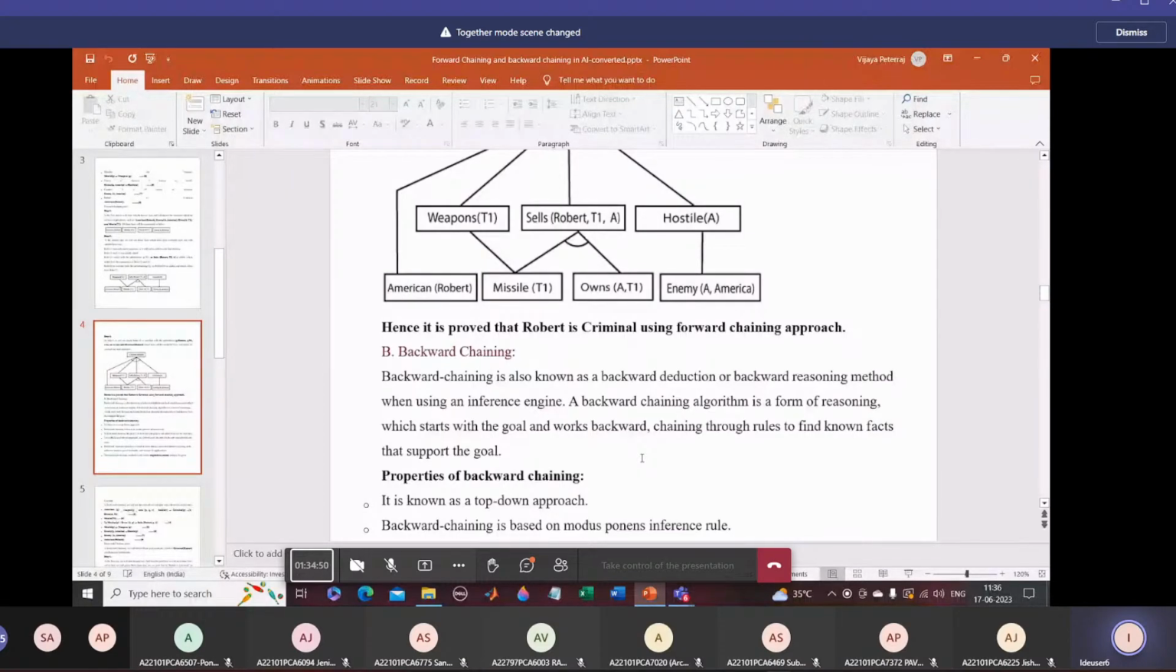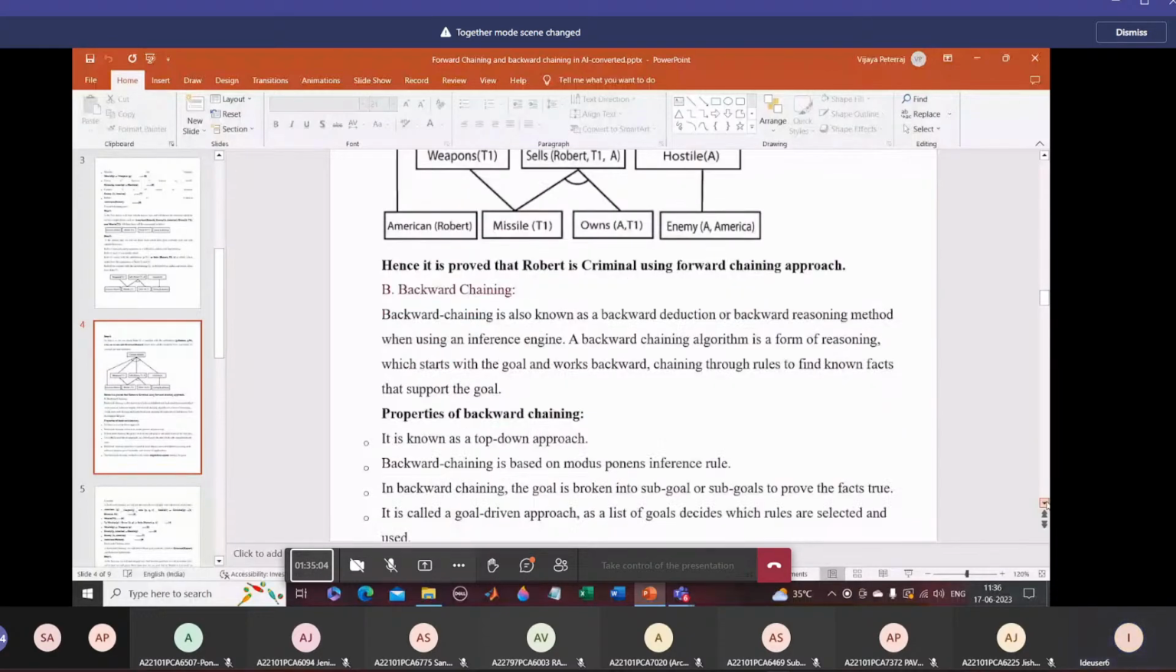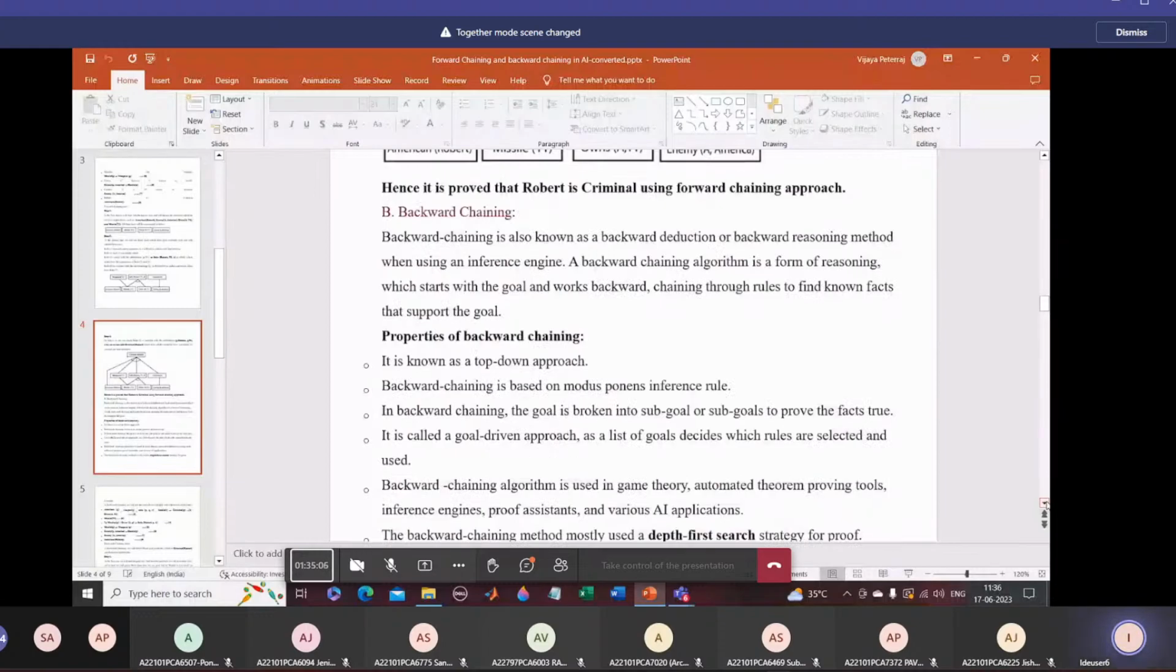And in backward chaining now, from the goal we have to reason it out. Why are you saying that Robert is a criminal? It is backward chaining. So இது top down approach, also known as top down approach. It is based on the modus ponens inference rule. In backward chaining, the goal is broken into sub goals to prove the facts true. That is a goal driven approach. You have a list of goals, which decides which rules are selected and used.